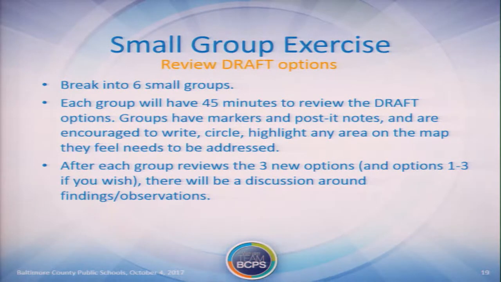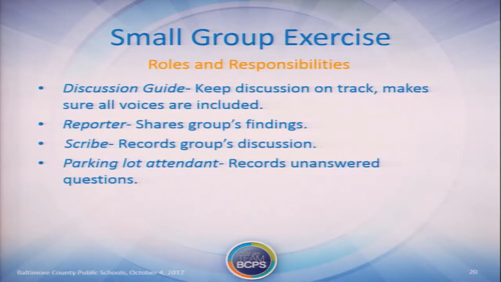We want you to look at the three new options, so 4, 5, and 6. And if you want to take a second look at 1 through 3, you can do that as well. And just, again, discuss as a group what you see in terms of the strengths and limitations and any other suggestions that you might have given the boundaries.